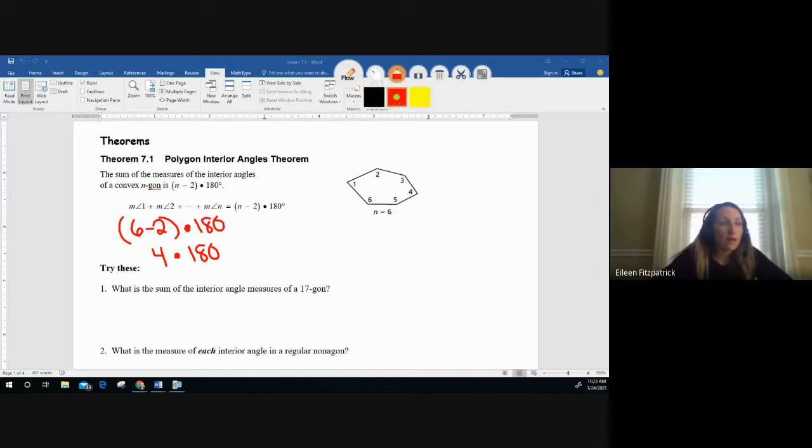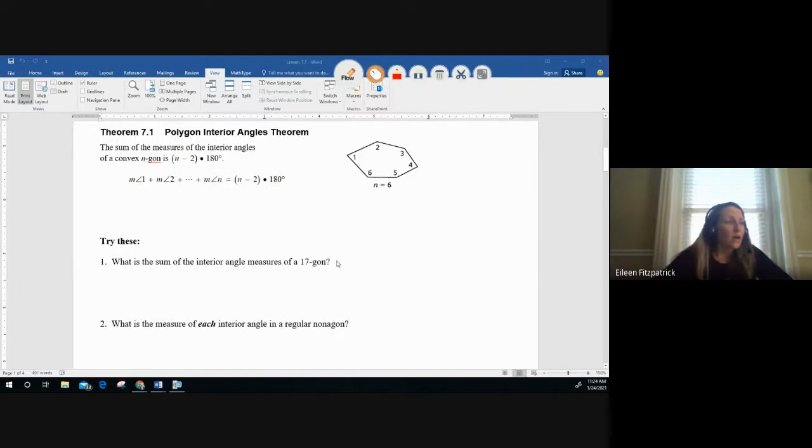Well, if you pick a vertex, such as this one, and draw all the diagonals, how many triangles do we have? We have 1 triangle, 2 triangles, 3 triangles, 4 triangles. So you take your 4 triangles and multiply by 180 to get the interior angle sum. Okay? All right, so hopefully that makes sense to you. We're going to do some try these problems.